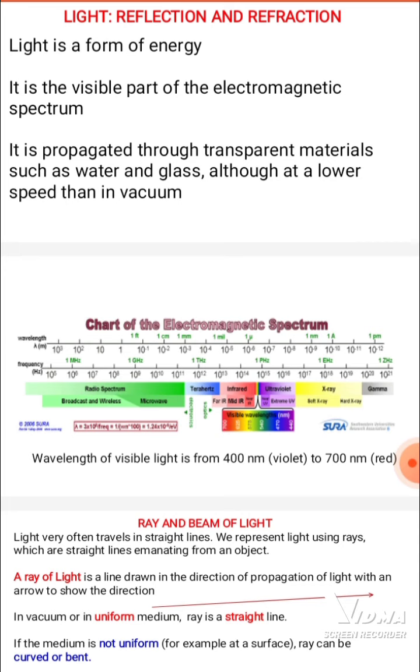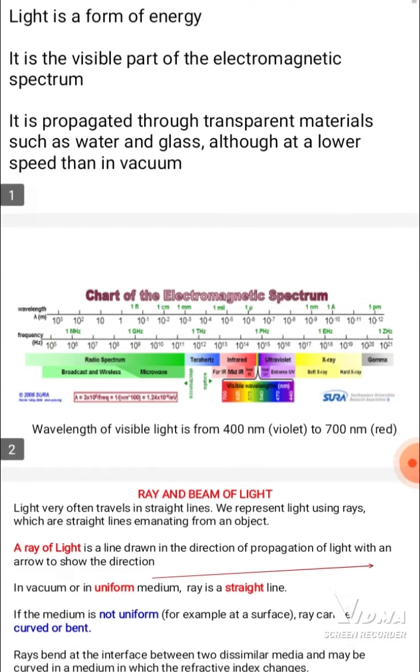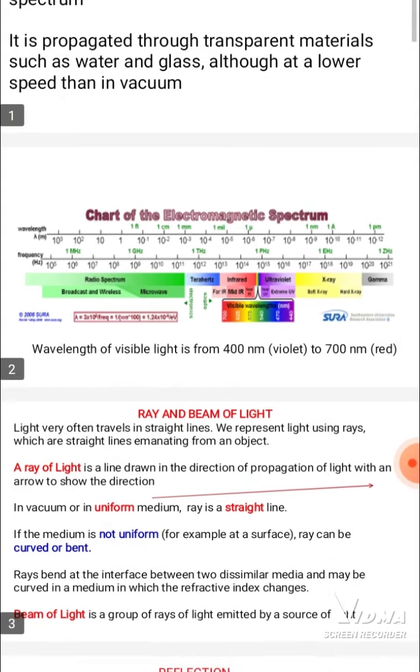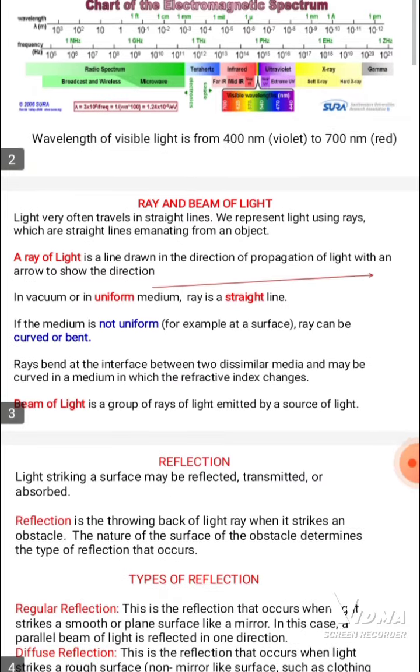Materials that allow light to pass through them are called transparent materials. An example is glass that I just mentioned, and even water. Those that do not allow light to pass through them are called opaque substances. Those ones disallow light energy to pass through them. Now, that takes us to ray and beam of light.